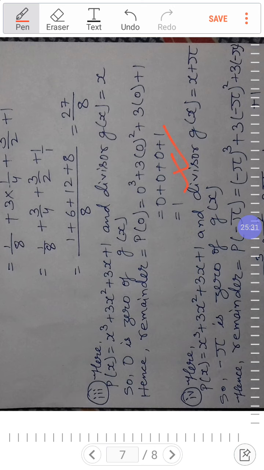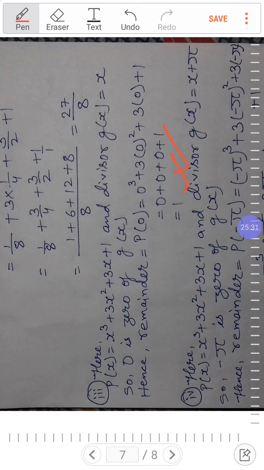So if you see here, the dividend is px is equal to x cube plus 3x square plus 3x plus 1, and the divisor is gx is equal to x plus pi. So when we keep the value of x as minus pi, then this divisor will become 0, because minus pi plus pi becomes 0. So I have written minus pi is 0 of gx, hence remainder becomes p of minus pi.